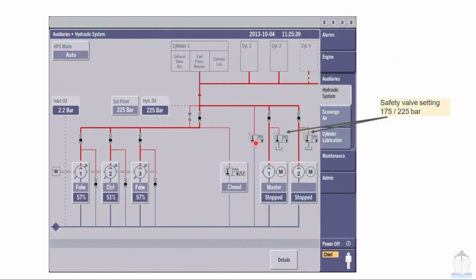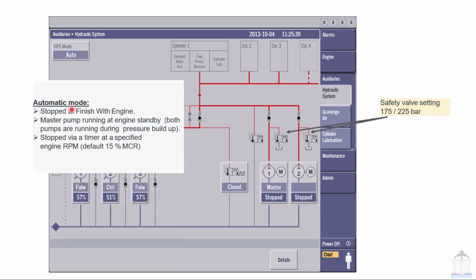This is the MOPS screenshot of the HPS system. Here it is written: safety valve setting 175 and 225 bar, 175 for a 200 bar system, 225 bar for a 300 bar system. This is valve number 312, which is just a relief valve situated on these individual pumps.